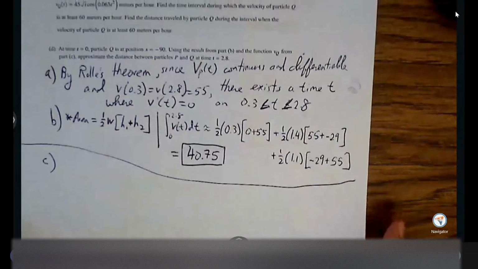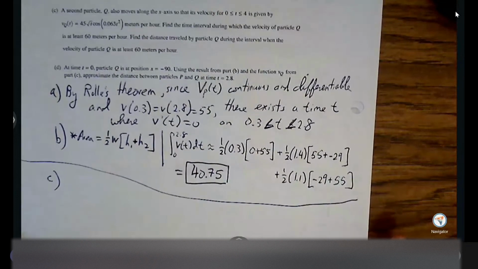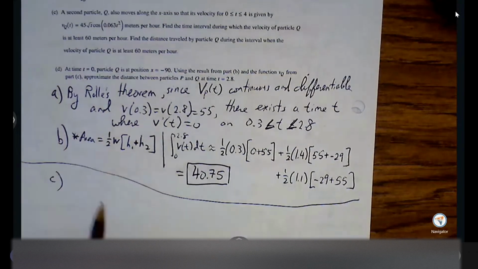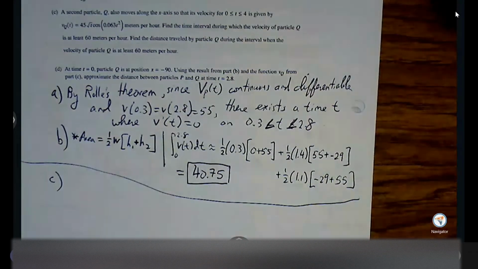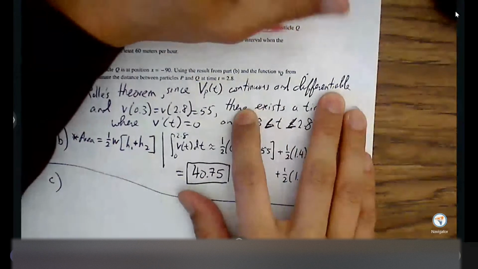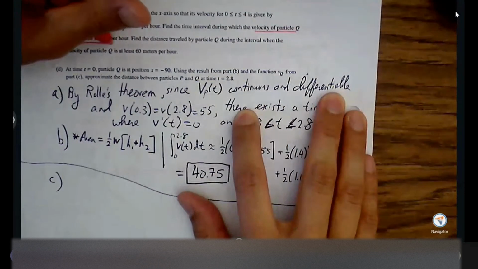Okay, part C. So we can kind of expect the difficulty to ramp up a little bit here. So part C, a second particle, Q, moves along the x-axis so that its velocity between 0 and 4 is given by VQ of t in meters per hour. Find the time interval in which the velocity is at least 60 meters per hour.